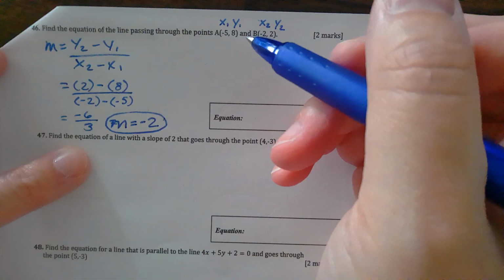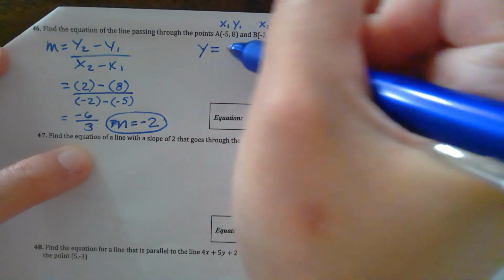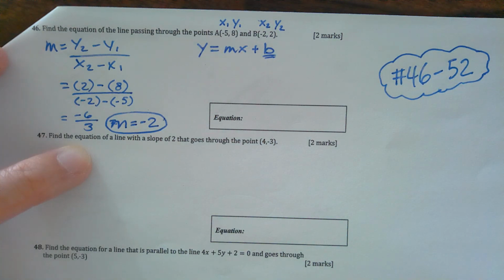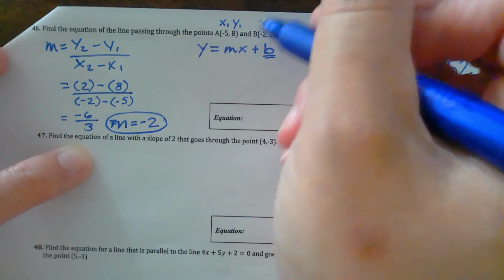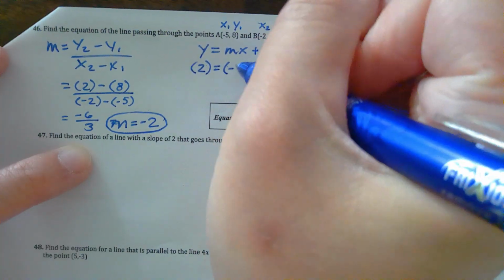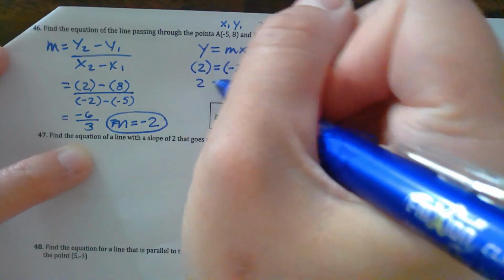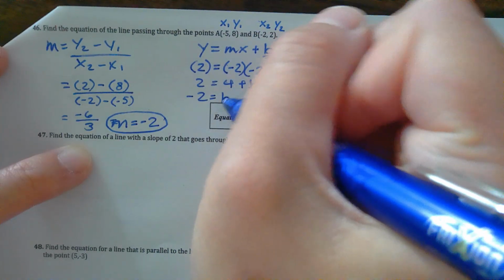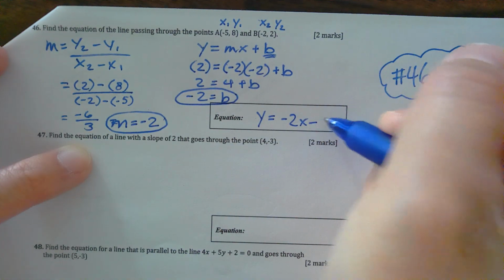I want to find, so as you guys know, y equals mx plus b. I need to know what b is. I have m, but I don't have b. So I have to put in one of these points. Looking at these two, this one looks like the easier one to do. So I'm going to plug in 2 for y, negative 2 for m, negative 2 for x. So you get 2 equals 4 plus b. So b is negative 2 as well. Okay? So then your equation, y equals negative 2x minus 2.